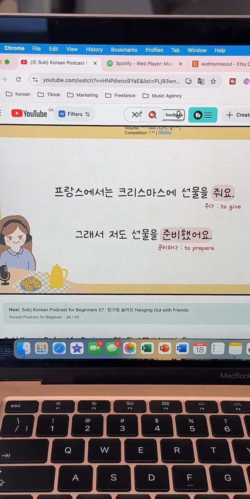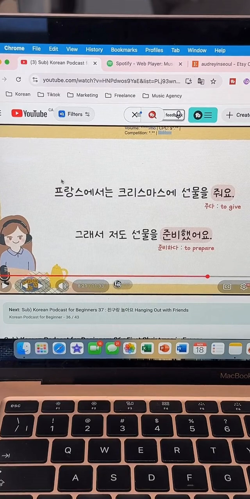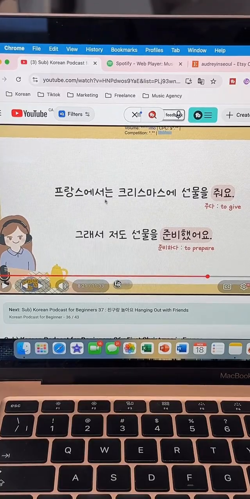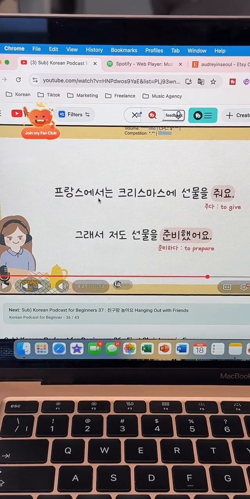So 프랑스, we know that it is something French, which in this context would be the country itself. 에서 particle is a location or time particle, so that is why we know that 프랑스 would actually be the country. However, something that you need to remember that is very, very important for the 에서 particle.